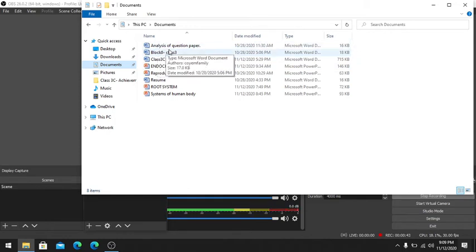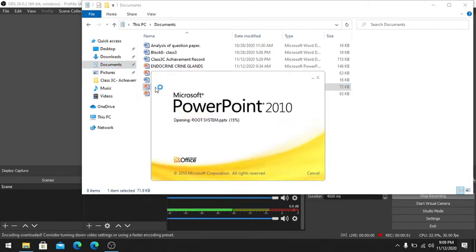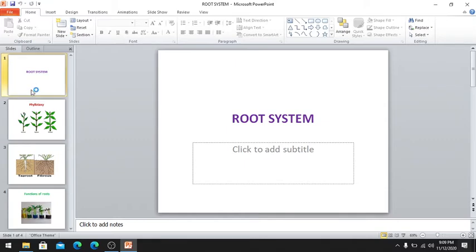Which parts are present in a plant under the soil? Yes, you all know. Those parts are roots. So the roots are under the soil. In today's class, we are going to discuss the root system.